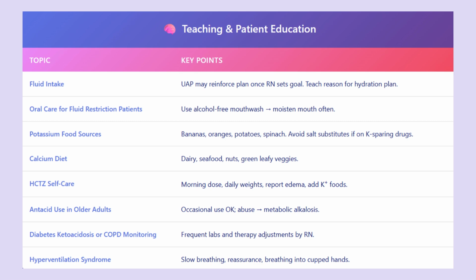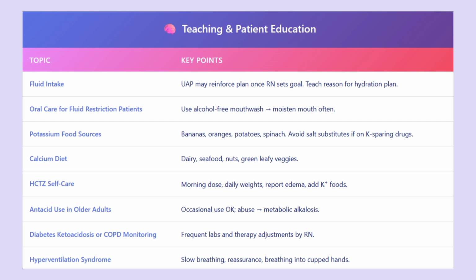When caring for clients with diabetic ketoacidosis or COPD, close monitoring is essential. These patients require frequent lab checks, especially ABGs, glucose, and electrolytes, and ongoing therapy adjustments by the nurse to keep acid-base balance stable. Changes in respiratory rate, level of consciousness, or oxygen needs can signal that their condition is shifting, so early recognition is key.